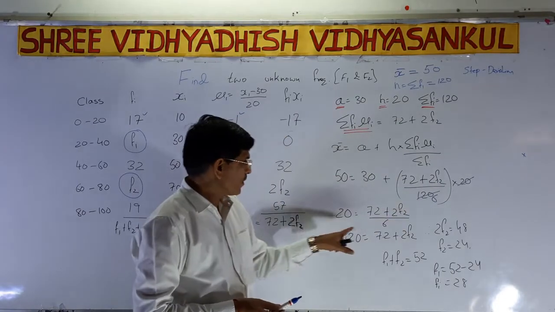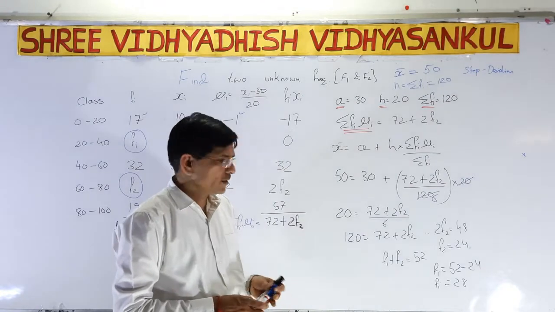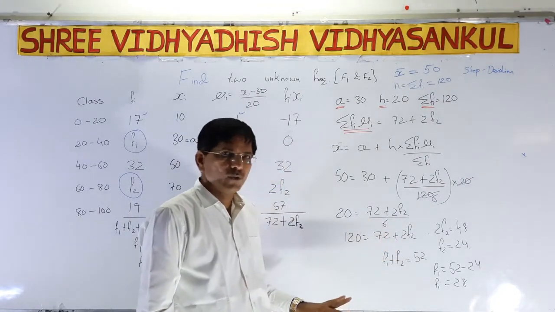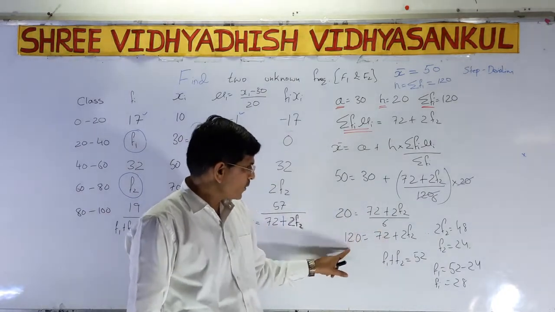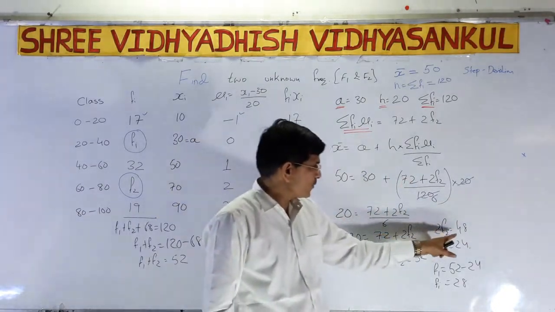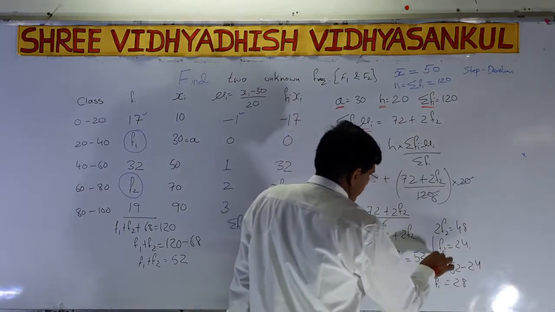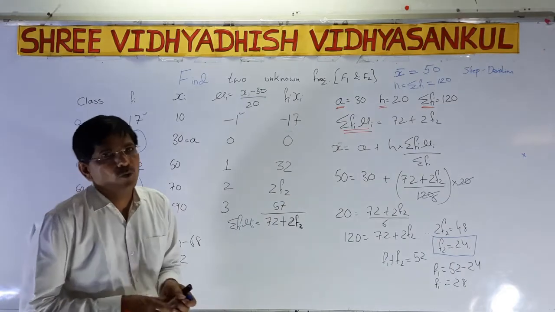Now this 6 should be multiplied with 20. So 20 into 6, that is 120. 120 is equal to 72 plus 2F2. So 120, 72 again we have to shift. We have to shift 120 minus 72, that is 48. So 2F2 is equal to 48. F2 is equal to 24. So one value we have got, that is F2 is equal to 24.